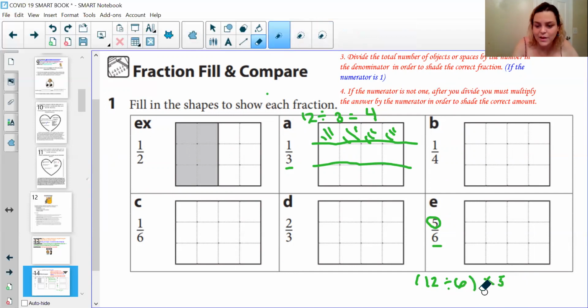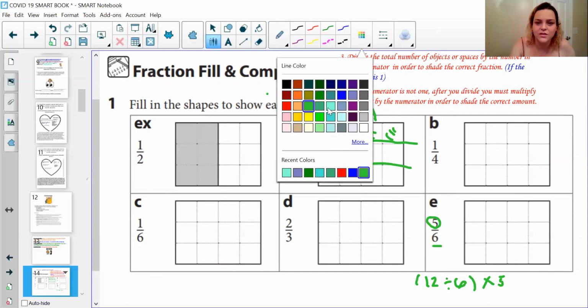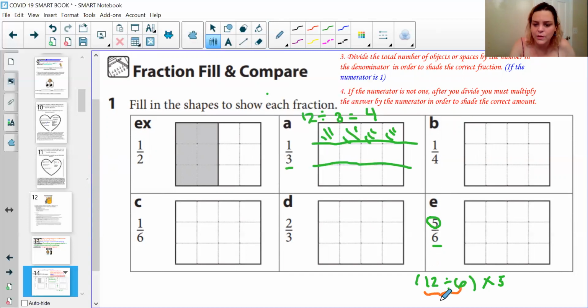Okay, so now I'm going to divide 12 divided by 6. So 12 divided by 6, again, if I don't know my multiplication facts, I can say 6 times what gives me 12? 6 times 2 would give me 12. So now I'm going to write my answer down below. 12 divided by 6 is 2. And now I have to multiply that to figure out how many spots I'm going to shade. 2 times 5, or 2 groups of 5, is the same as 10.